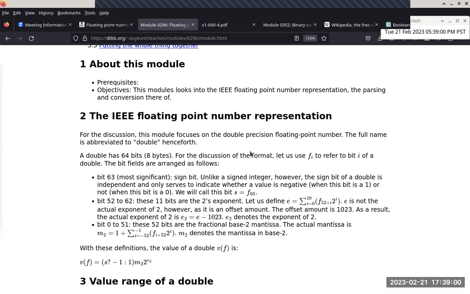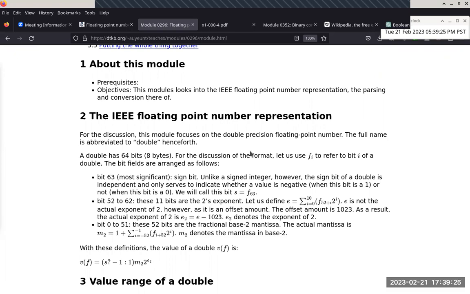And then the next sentence says E is not the actual exponent of 2, which is awfully confusing because we just mentioned how it is the exponent of 2. However, it is an offset amount. The offset amount is 1023. So as a result, the actual exponent of 2 is E subscript 2, and it is E minus 1023.